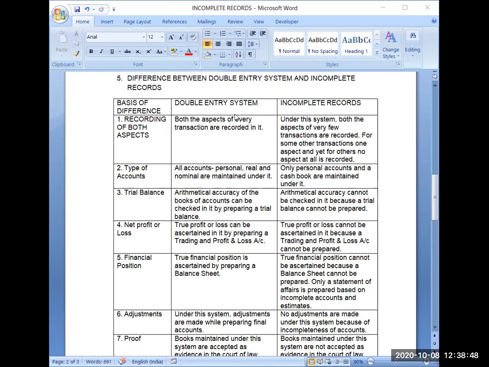Then net profit or loss. So obviously you are making a trial balance with the help of ledger account balances. You are preparing your financial statements as well as adjusting these financial statements for the unrecorded transactions. So obviously you will be able to calculate your true profit and loss. But here it is not possible to calculate true profit and loss. You will be able to calculate your estimated profit or loss only.